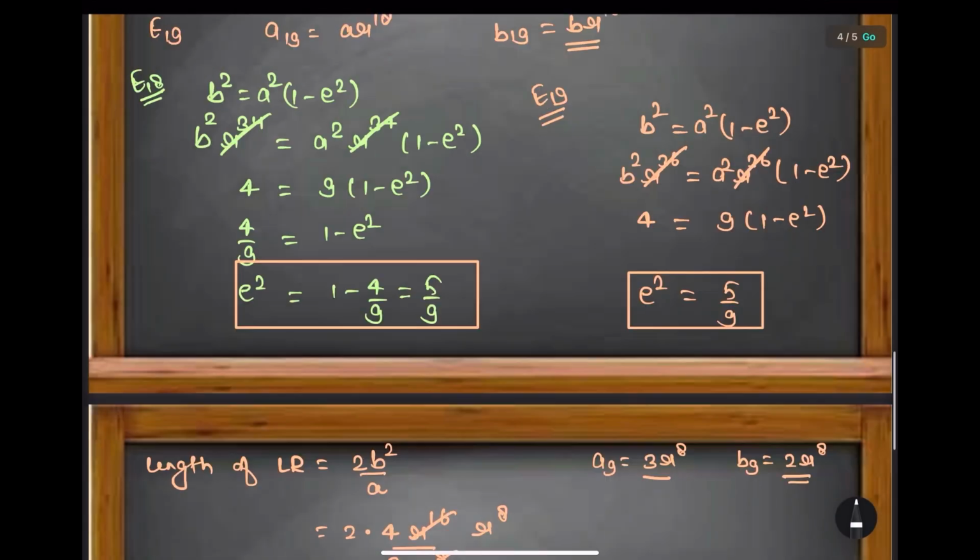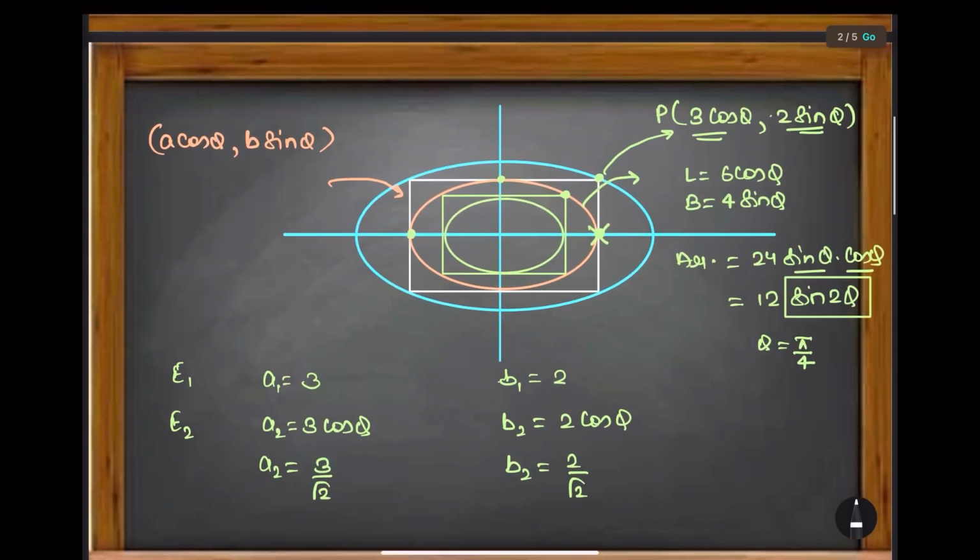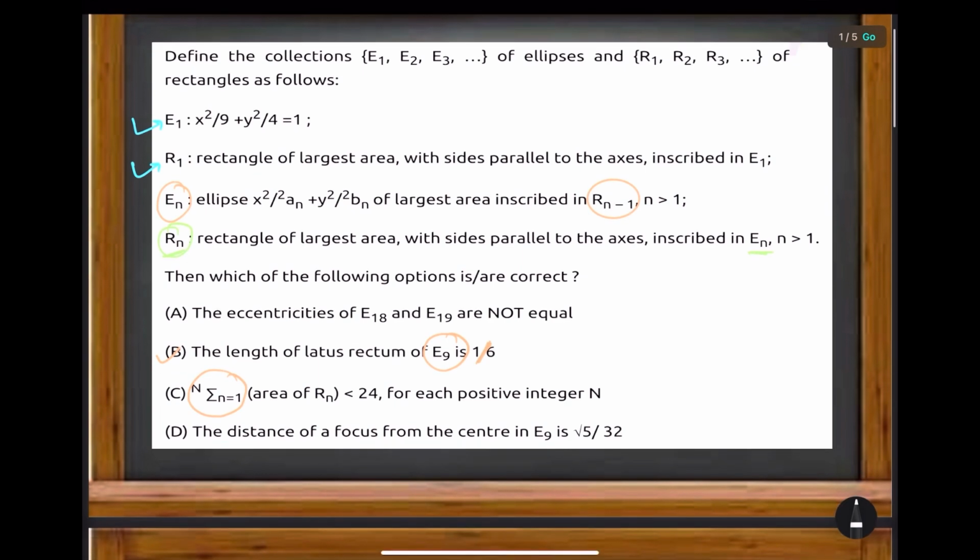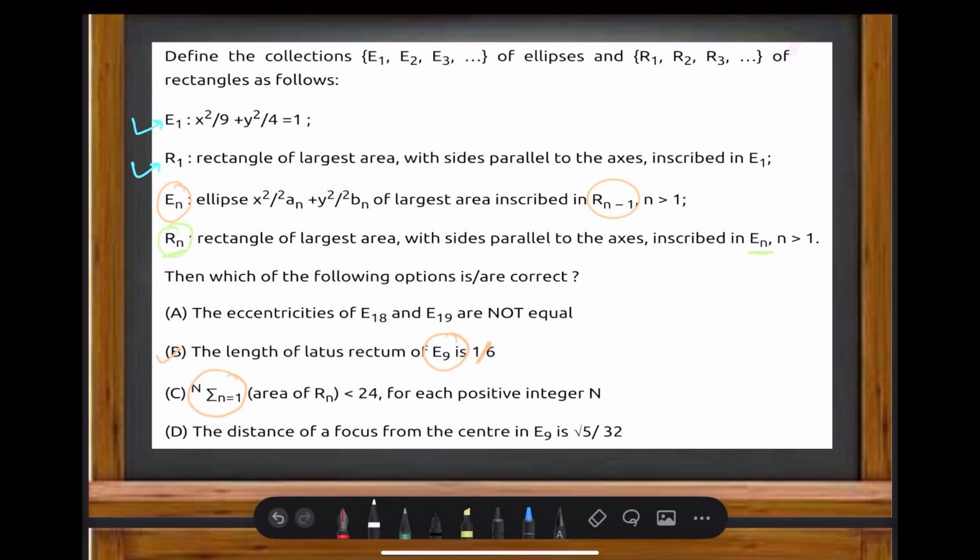So if I go till infinity, the area will become 24, but it is restricted. You cannot go to infinity. You have to reach till n only. So obviously the area will be slightly less than 24. So this option is correct. Option C is also correct.